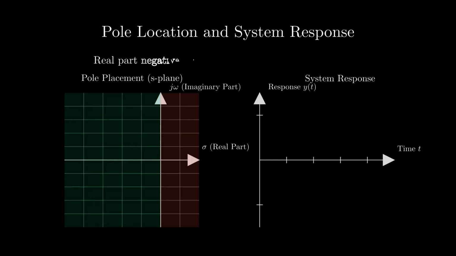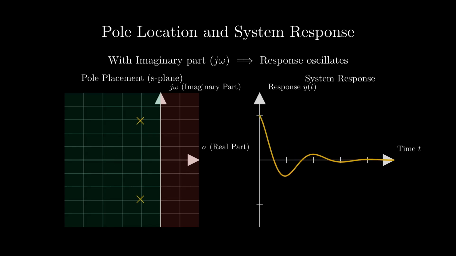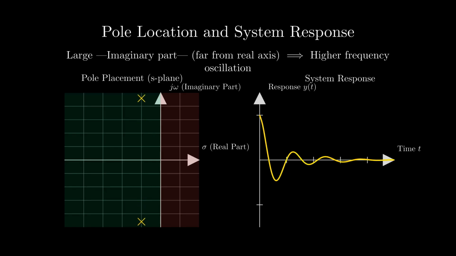The more negative and larger the real part, the faster the response converges and the more stable it is. If there's an imaginary part, the response oscillates. The further from the real axis, the higher the oscillation frequency. I see.